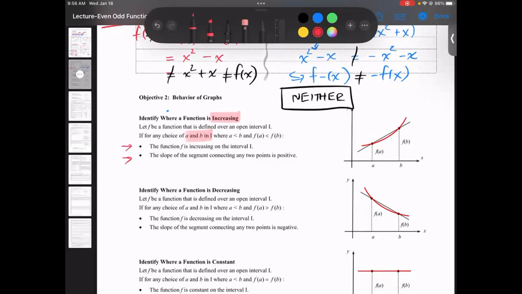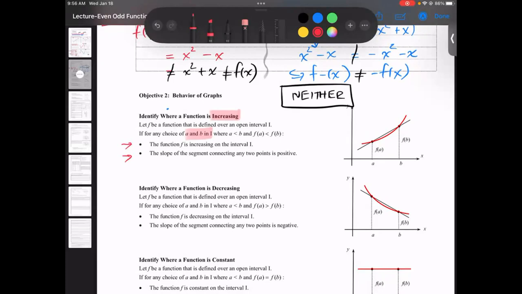Right here, it makes sense, right? If you take a look at the picture, if a is less than b, a is on the left of b, then f of a, the height of the first point, is less than the height of the second. Then the function is increasing.